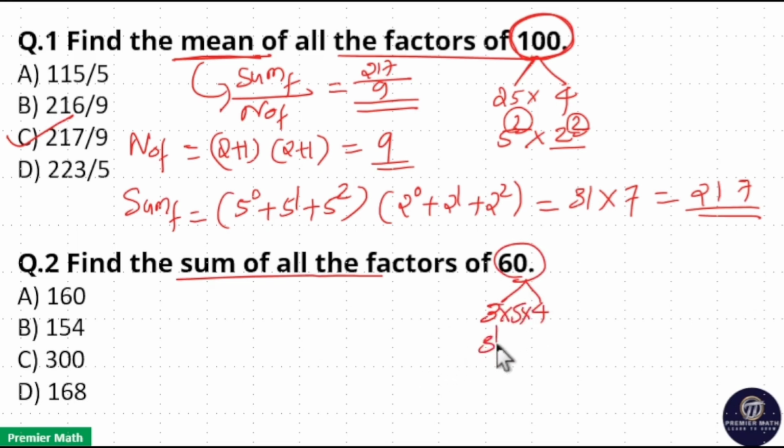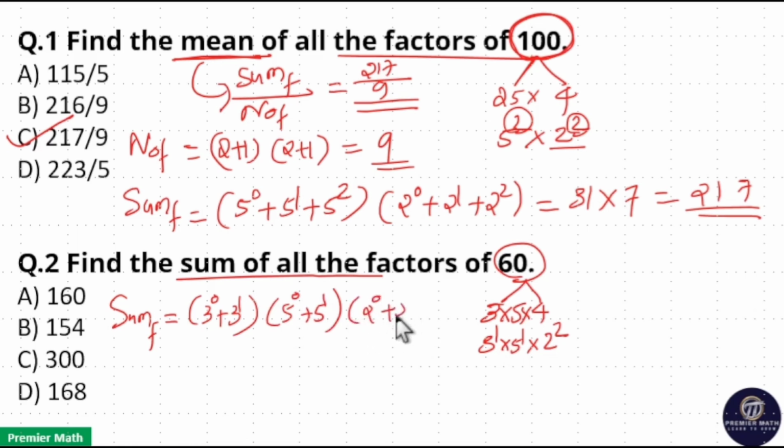Now this is equal to 3 raised to 1 into 5 raised to 1 into 2 square. So here the sum of factors is equal to (3 raised to 0 plus 3 raised to 1) into (5 raised to 0 plus 5 raised to 1) into (2 raised to 0 plus 2 raised to 1 plus 2 square). Now this is equal to 1 plus 3 is 4, into 1 plus 5 is 6, into 4 plus 2 plus 1 is 7.